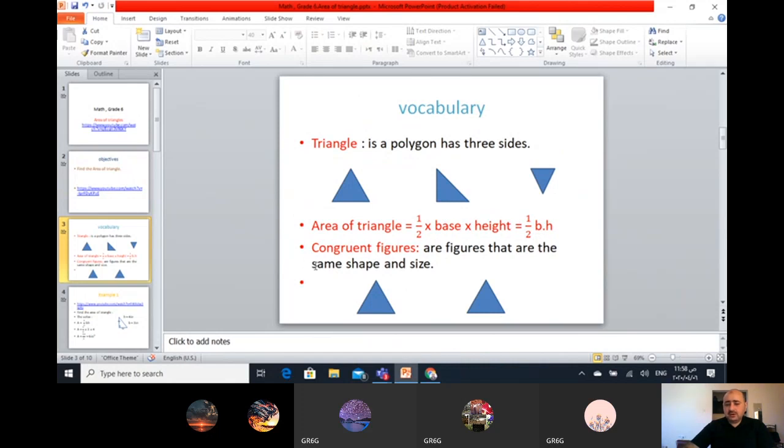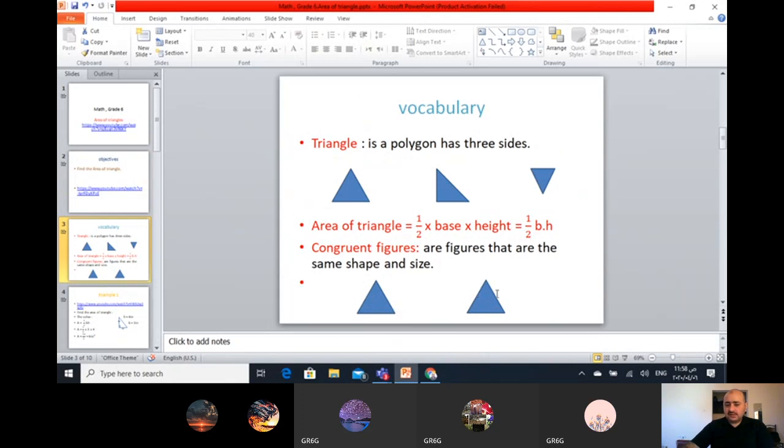What's the meaning of congruent figures? Congruent figures are figures that are the same shape and size. As you see here, we have 2 triangles. This is congruent. Why? Because it has the same sides. These sides equal these sides.